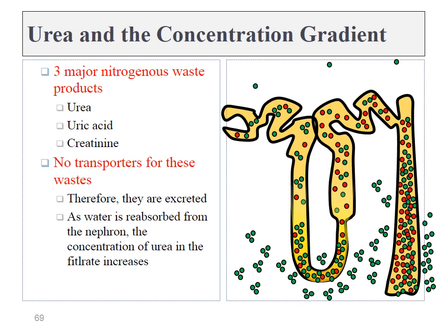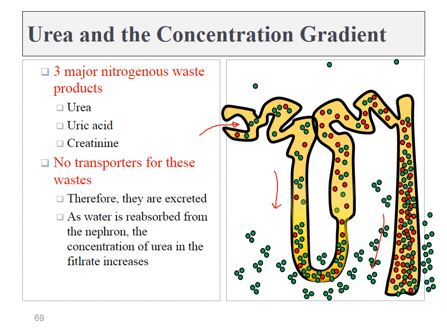Let's go back to our major nitrogenous wastes of urea, uric acid, and creatinine. These molecules are small enough to be filtered at the glomerulus, but because they contain no transport proteins anywhere along the nephron, they won't get reabsorbed. But as water and other nutrients are reabsorbed as this filtrate travels through the nephron, we're leaving behind these waste products. Hence, the waste products become concentrated.